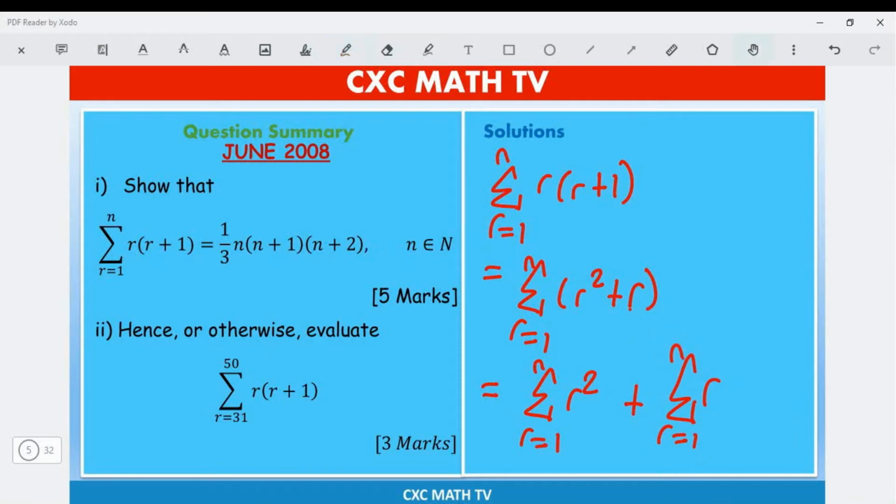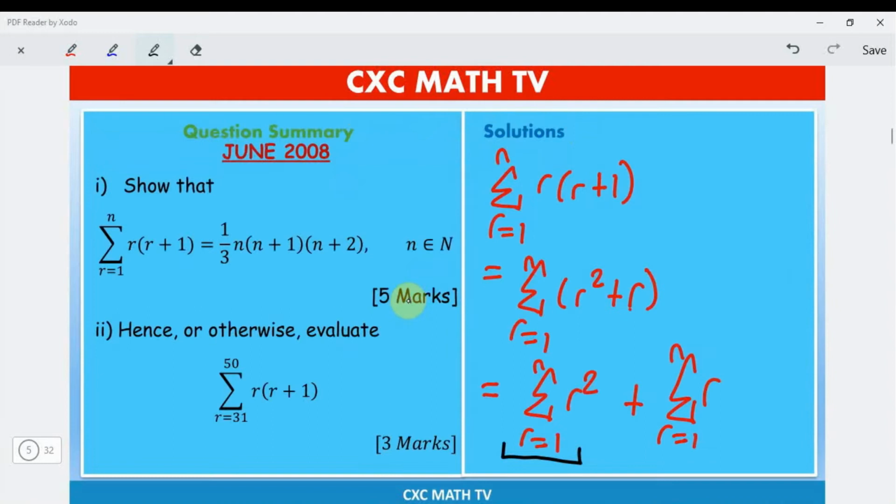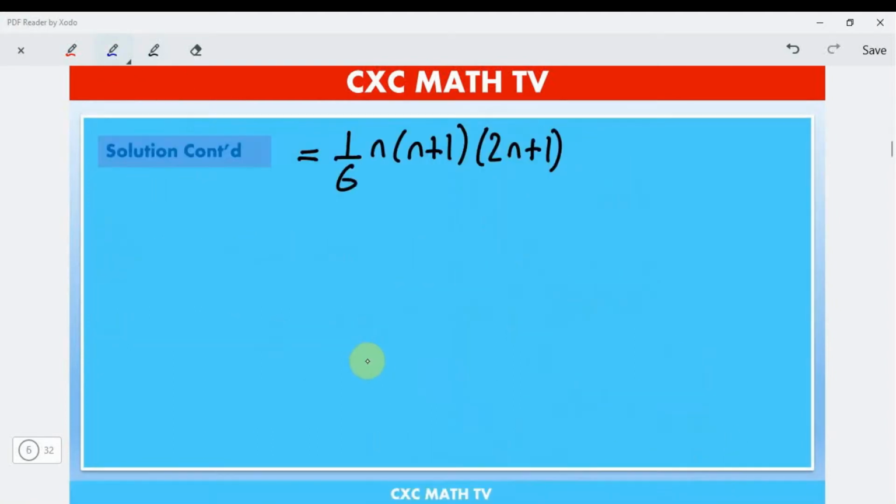Now all you have to do is remember this formula. The sum from 1 to n of r squared, that's on the formula sheet, is given by 1/6 n times (n plus 1) times (2n plus 1). That's the formula for it. And then we need to remember the formula for the sum from 1 to n of r. In blue, if we write it, that formula is a half n times (n plus 1). We just need to remember that.